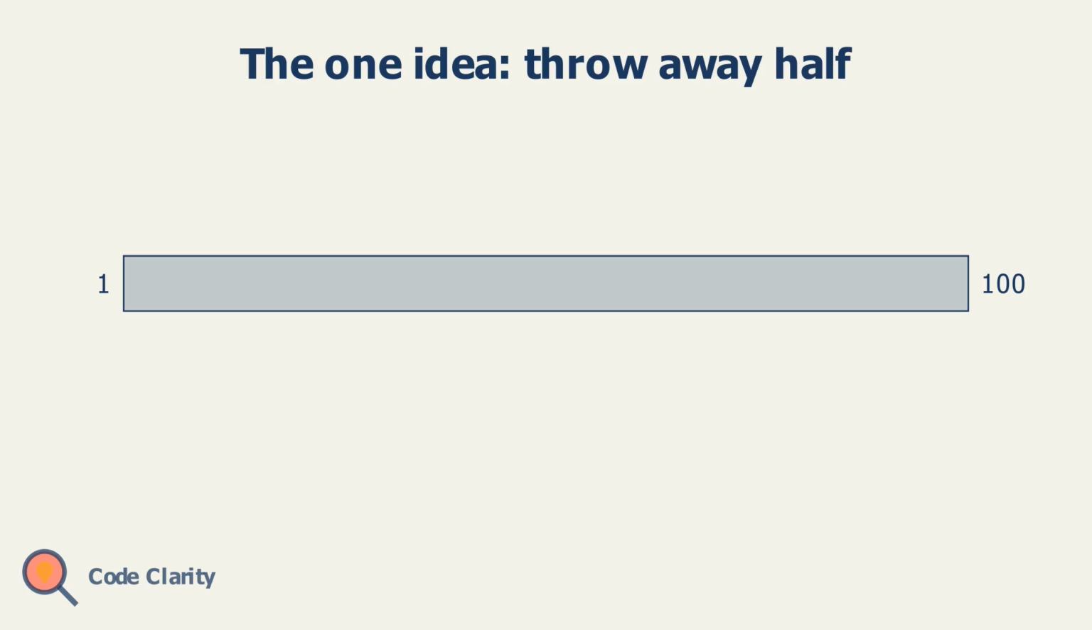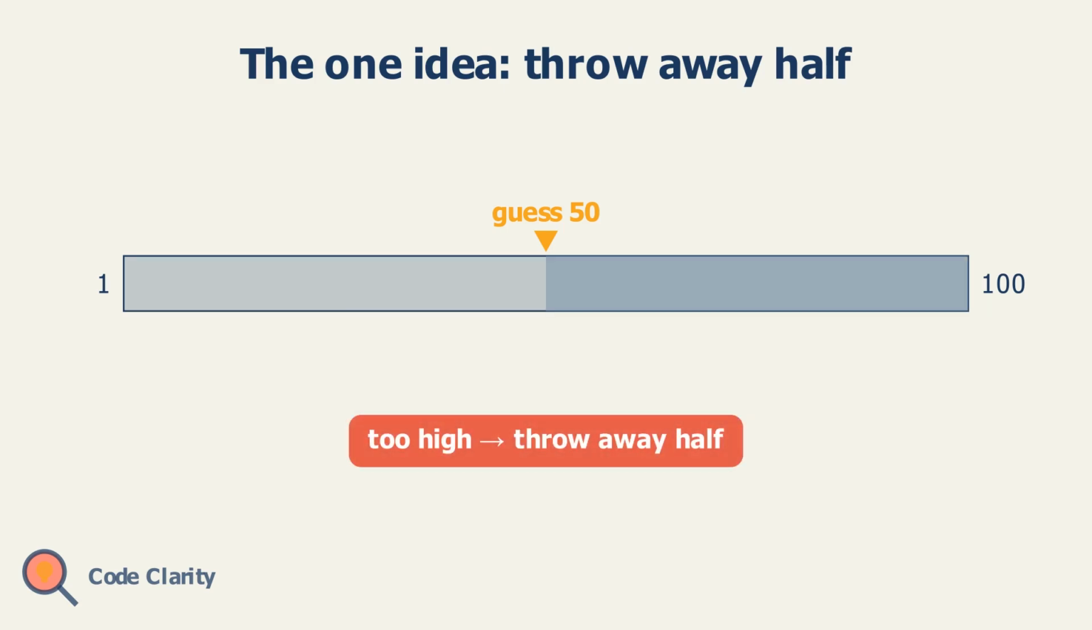Here's the one idea the whole thing rests on. Imagine you're guessing a number between 1 and 100, and after each guess, I say higher or lower. You wouldn't start at 1 and count up. You'd guess 50. Too high. Now you know it's 1 to 49. You just threw away half the numbers in a single guess. Binary search does exactly this. Every step, it throws away half of what's left. One catch, this only works if the data is sorted.